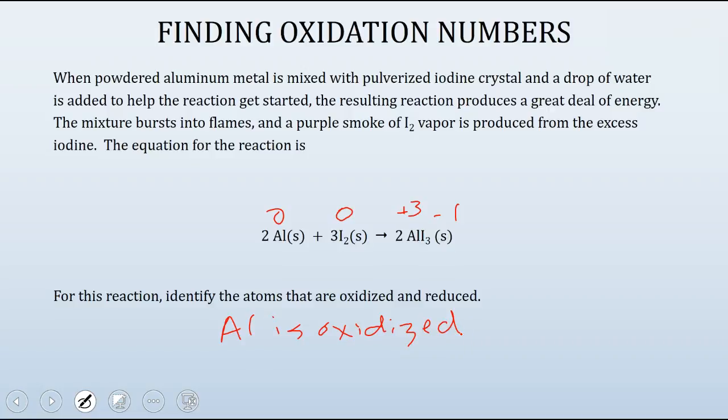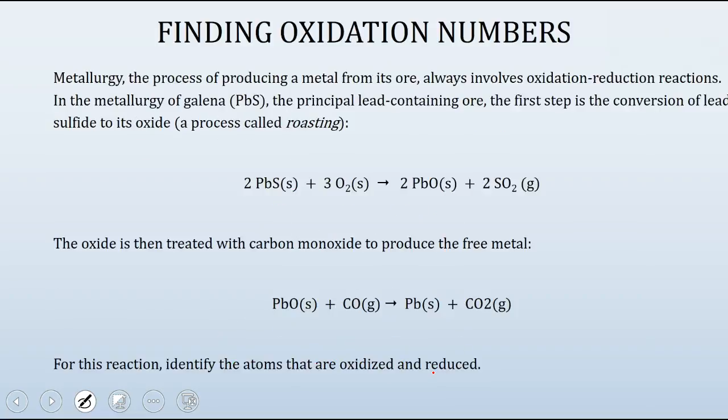Okay, and then I go to I2. Well, I is reduced. I go from having a 0 charge to a -1 charge. So that's how you determine what is oxidized and what is reduced. Aluminum is called the reducing agent, and iodine is called the oxidizing agent, but that's beyond the pale here. I just want you to know what's been oxidized and what's been reduced. Everybody got that? Okay. Next one.